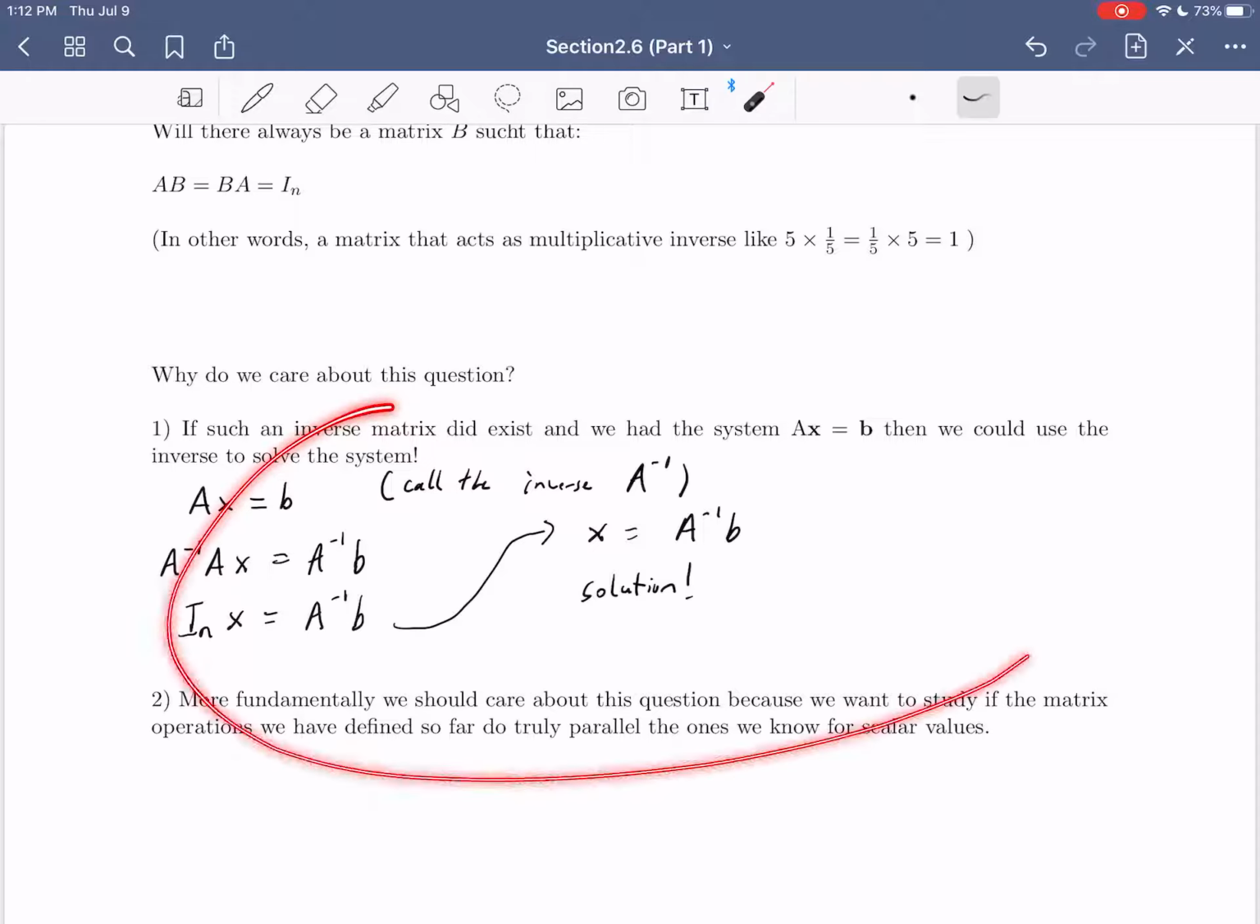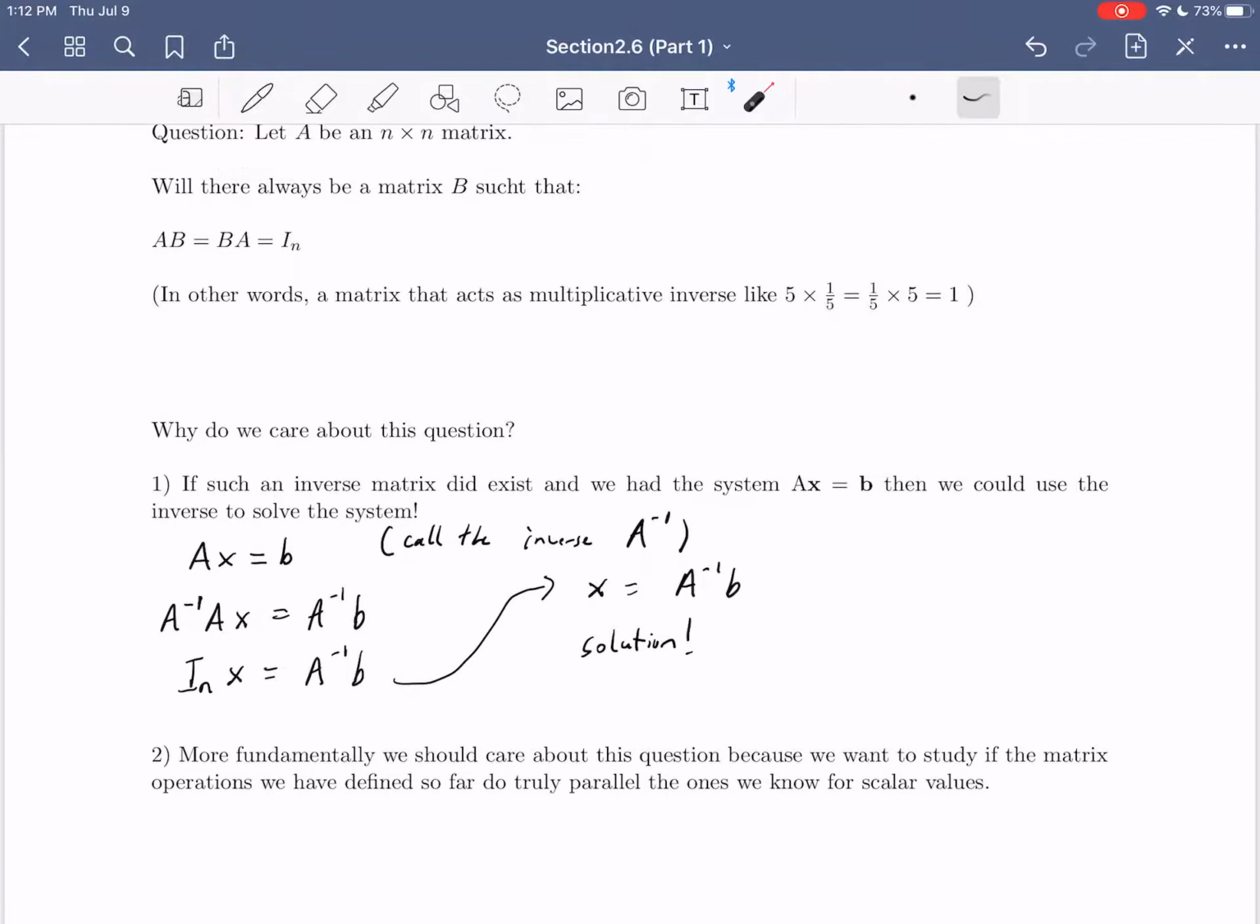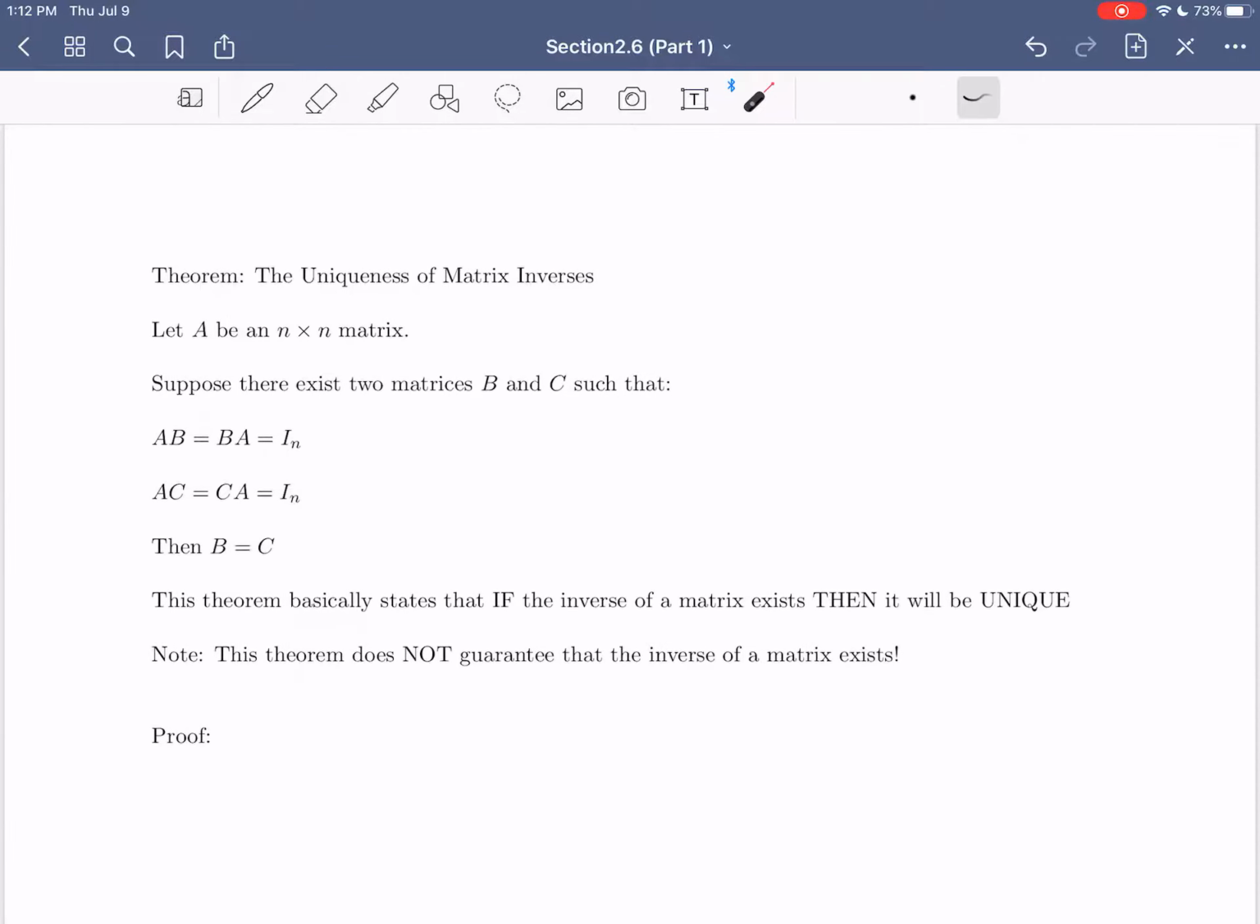Okay, so now that we have some reasons for why we want to investigate this, let's start by trying to get some results regarding these inverses. So the first thing we're going to prove is a theorem about the uniqueness of matrix inverses. So this says let A be an n by n matrix.